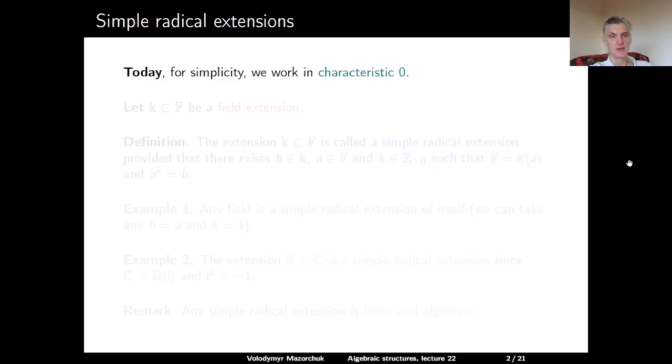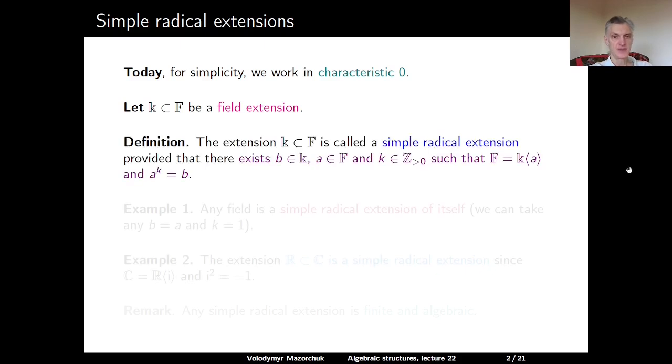Today, for simplicity, we will work in characteristic 0. So we always assume that all fields are of characteristic 0. So let K inside F be a field extension. Definition: this extension is called a simple radical extension, provided that there exist elements b in K and a in F, such that F is obtained from K by adjoining the element a, and a to the power k is equal to b for some positive integer k.